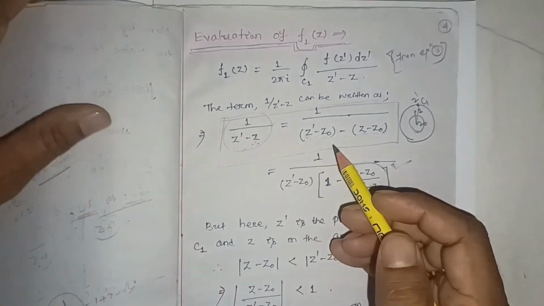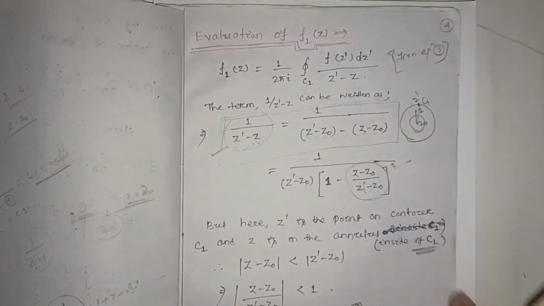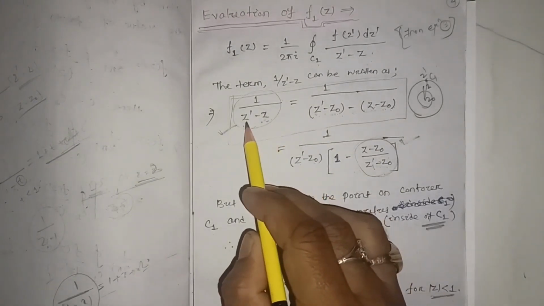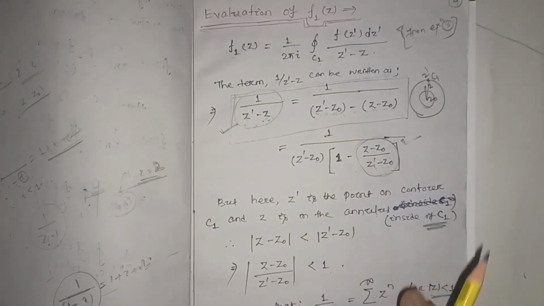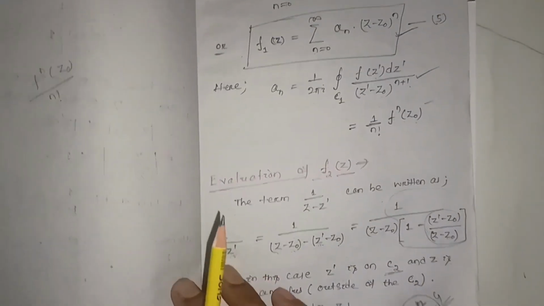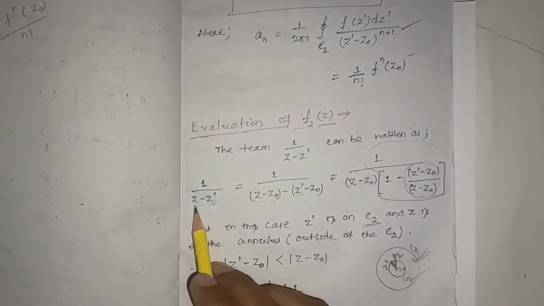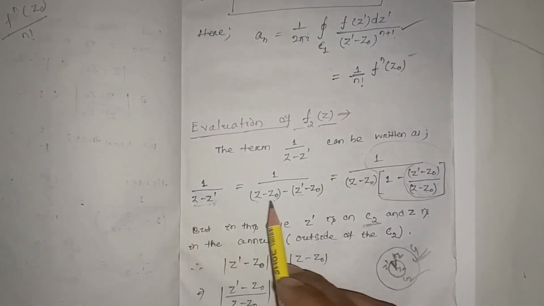Why am I telling these things? Because whenever you solve a numerical, this expression is most important: how you write the denominator in this format will be required at that time. Here, for f2(z), z minus z' is converted to this.